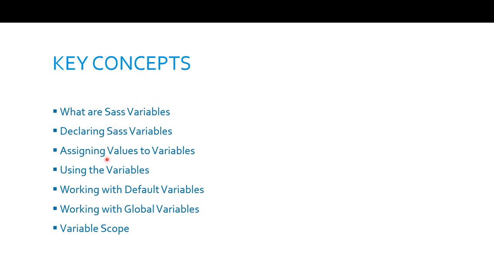The key concepts we'll be covering in this lecture include: what are Sass variables, declaring Sass variables, assigning values to variables, using the variables, working with default variables, working with global variables, and then variable scope. You can also look at these key concepts as the lecture objective, that is to say, the objective is for you to know how to do these things after this lecture. After taking this lecture, you should know what Sass variables are, how to declare a variable, how to assign values to variables, and so forth.